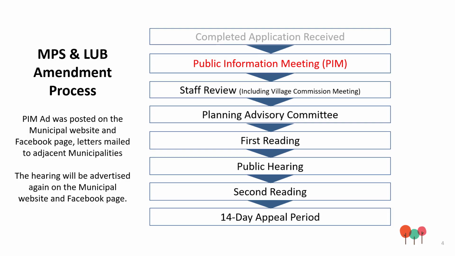And so this is the process for land use bylaw map amendment applications. The process starts with the county receiving a completed application from an applicant, and then we hold a public information meeting. And so the meeting held on Thursday, May 21st is one of the very first steps of the application process. Properties within 500 feet of the subject property were notified for this meeting, along with towns and villages within 5 kilometers of the site.